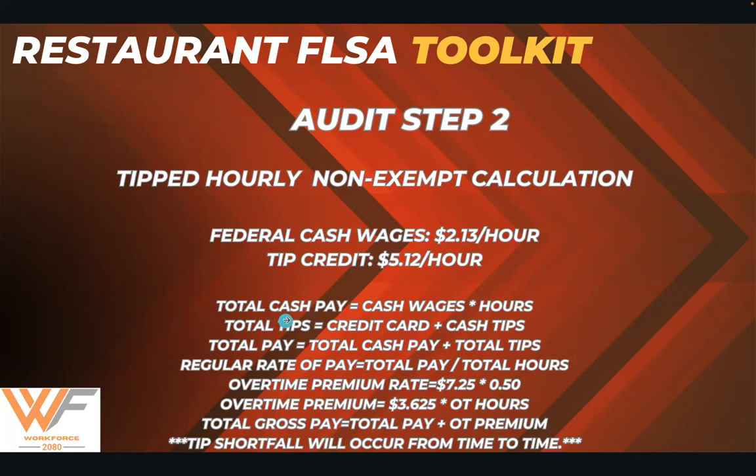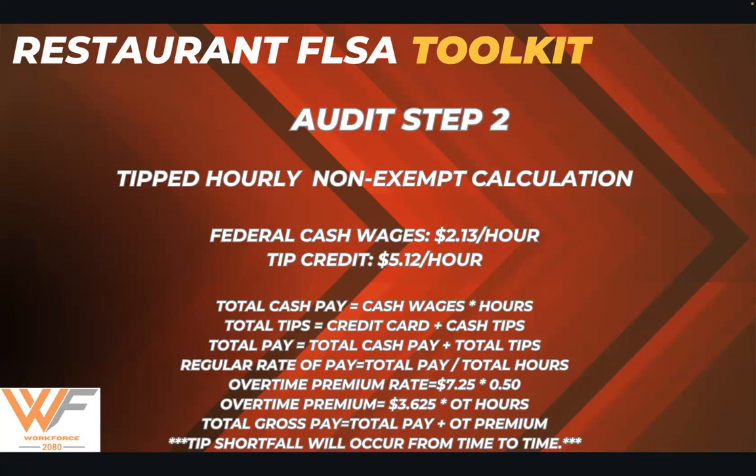The total cash pay is the first thing you need to find, where you take the cash wages, which in my case are $2.13 an hour because I'm going off of federal, times the hours that they worked. Then you need to find total tips. This is where you take the credit card and the cash tips and add them together. As we did with the non-exempt employee a moment ago, we then find the total pay, which is where we add all the wages together. In this case, we take the total cash pay plus the total tips. After we find total pay, we then find the regular rate of pay, where we take the total pay and divide it by the total number of hours.